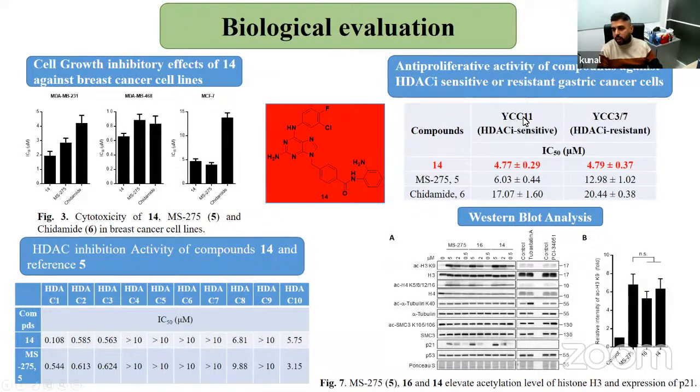One is YCC11 and YCC37. The difference between the two cell lines is that one is an HDAC inhibitor sensitive cell line, and one is the resistant cell line.